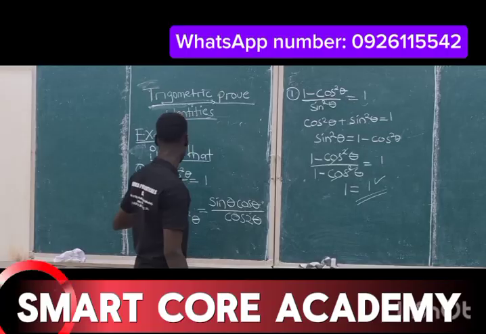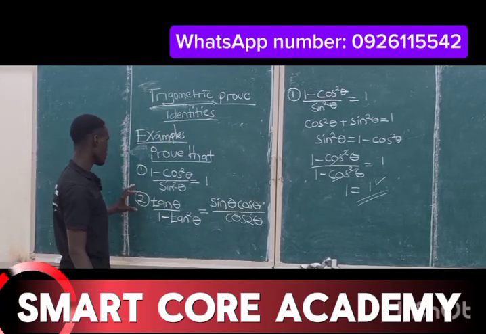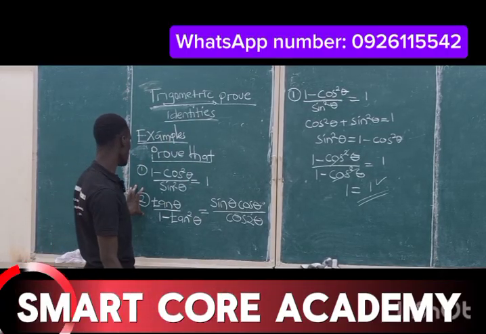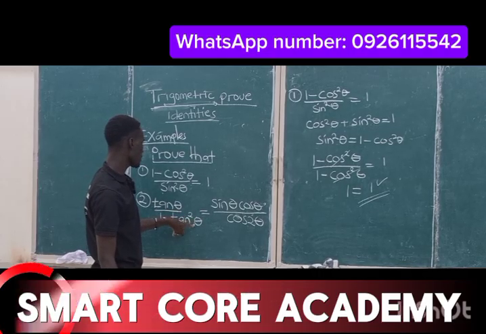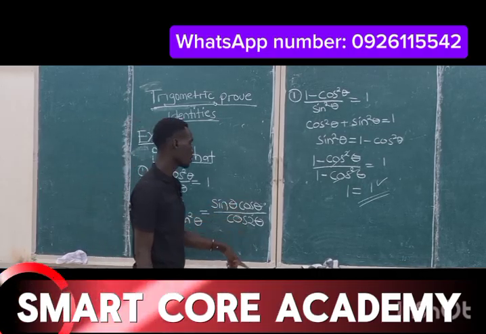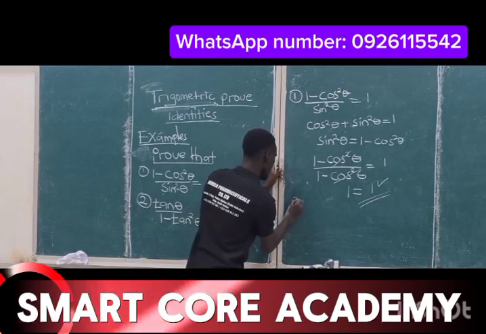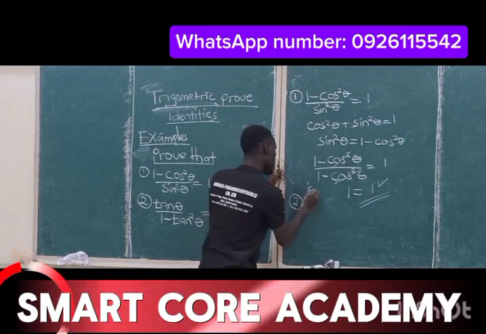Let's move to example 2. Example 2 says that tan theta all over 1 minus tan square theta is equals to sine theta cos theta all over cos 2 theta. Say solution.